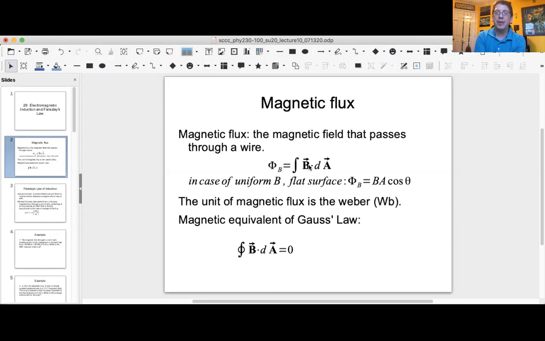That's an important property that comes into play when we talk about Maxwell's equations, which we'll not get to in this semester. But if you take Physics 3 with us, you'll definitely see it.